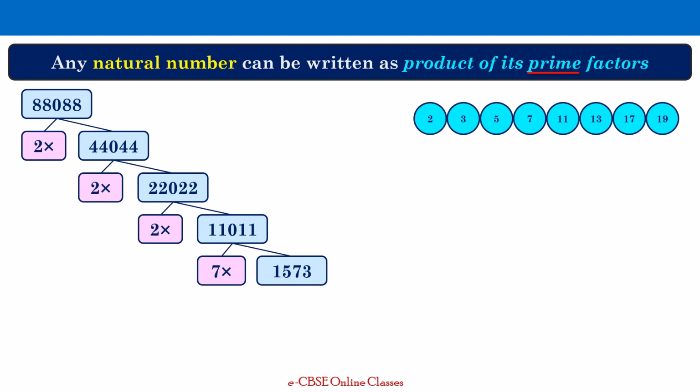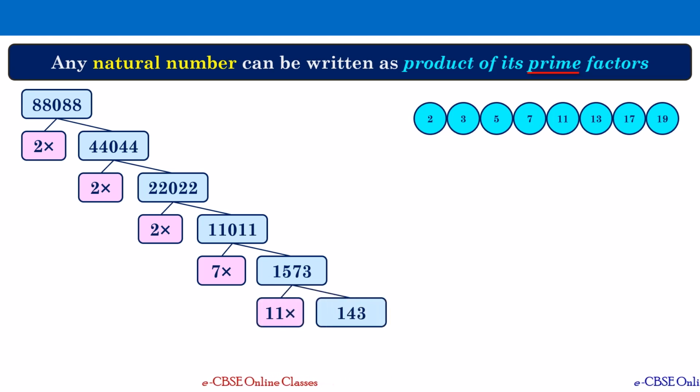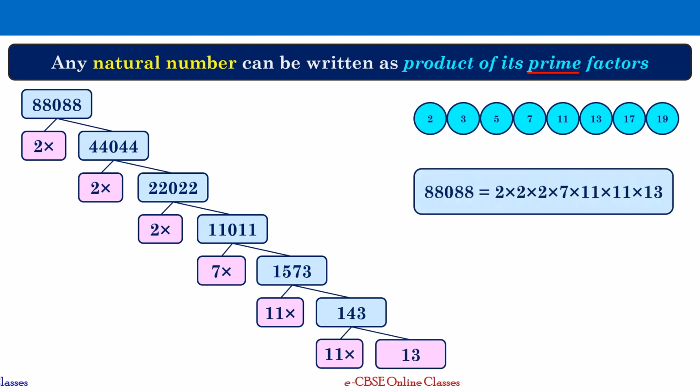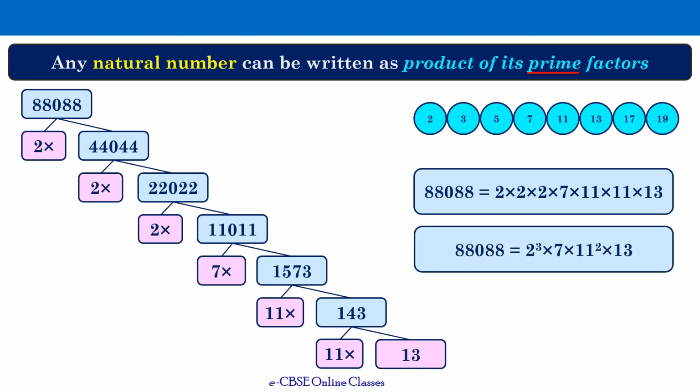So let's try 11 now. It is coming out as 11 times 143. So 143 is again 11 times 13. So you can write 88,088 as 2 into 2 into 2 into 7 into 11 into 11 into 13. When you write it in a form where primes are raised to their powers, it becomes 88,088 is equal to 2 cube into 7 into 11 square into 13. So we are getting at the basis of the fundamental theorem of arithmetic, which is called prime factorization.